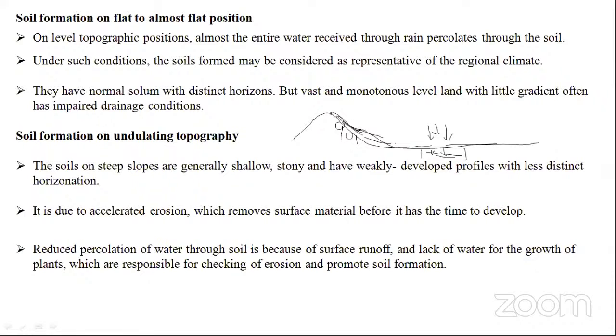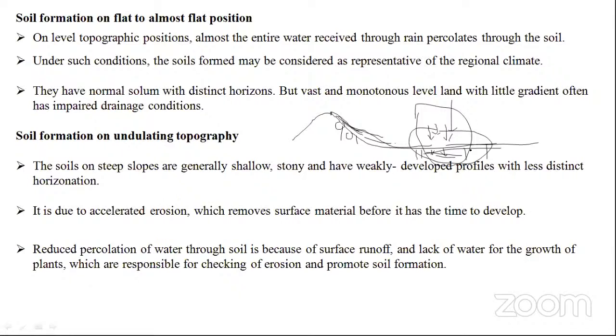Okay, students, so now we can see, mostly at this level, especially in this area, the regional climate completely dominates the development. Such a condition gives a representation of the regional climate. It completely represents the climatic conditions of that particular area. And you can see different distinct differentiation, different profiles.